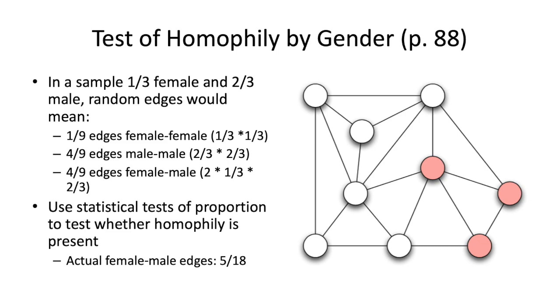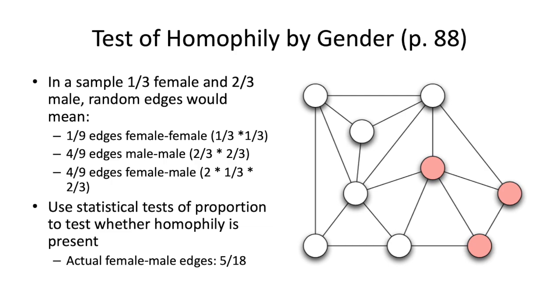And then the female to male edges: remember 1/3 are female, 2/3 are male. So we take 1/3 times 2/3, and then you have to do the reverse, 2/3 times 1/3. That's why it's 2 times 1/3 times 2/3. So 4 out of 9 of the edges should be female to male. And if you added up all the possible edges, remember we could do 8 plus 7 plus 6 plus 5 plus 4 plus 3 plus 2 plus 1. That would give us all our possible edges, and actually we don't have to do that.